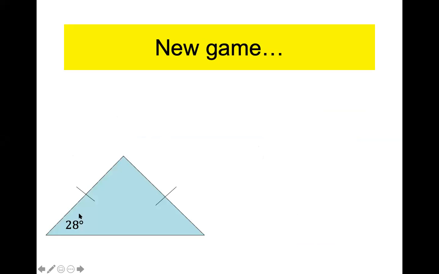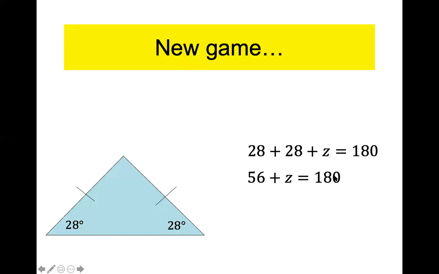All right. So the new game is I give you an isosceles triangle and you have to figure out the other two. If this one is 28, then this one is 28. And then to find the third one, you simply add 28 and 28 and subtract from 180. If I'm going too fast, please slow me down. 28 and 28 is 56. 180 minus 56 is 124, I believe. And yes, it is. Okay, questions?